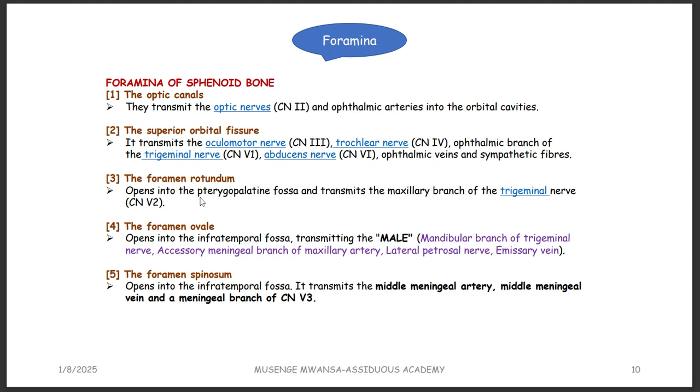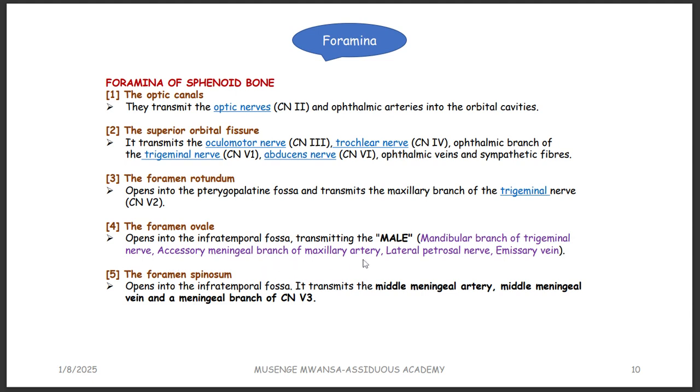The foramen rotundum is having the maxillary branch of the trigeminal, that's the main content there. And then the foramen ovale, you can use the mnemonic MALE to look at what is passing through there. M is for the mandibular branch of the trigeminal, that is V3. And then A is for the accessory meningeal branch of the maxillary artery.